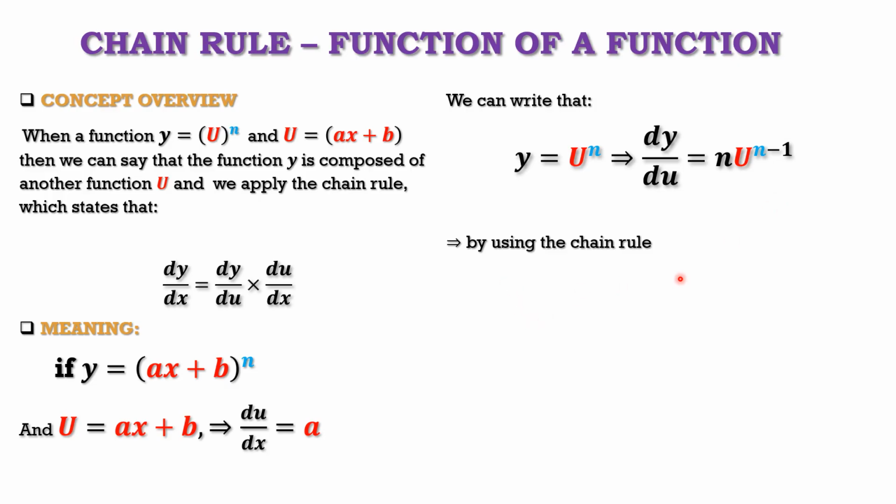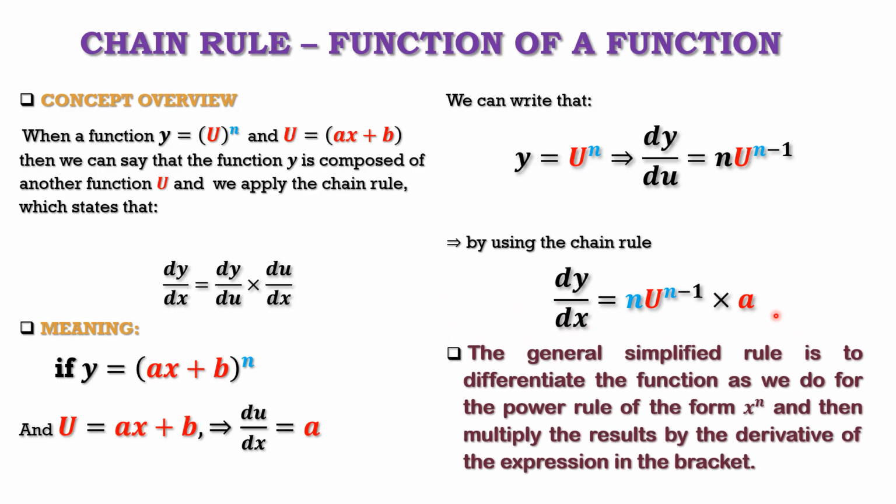So here, by using the chain rule, which states that dy over dx is equal to dy du, what is dy du? It is n u power n minus 1. Here it is. We have our n u power n minus 1 times du dx, which gave us a, which means the general simplified rule is to differentiate the function as we do for the power rule. So if I want to use the chain rule, I just have to differentiate the function as we do for the power rule of differentiation of the form u power n, and then multiply the result by the derivative of the expression in the bracket.